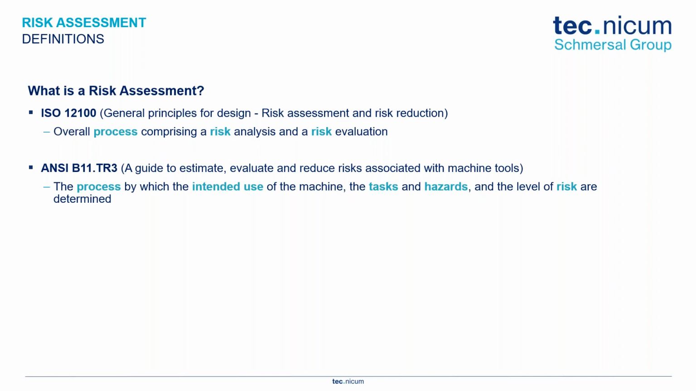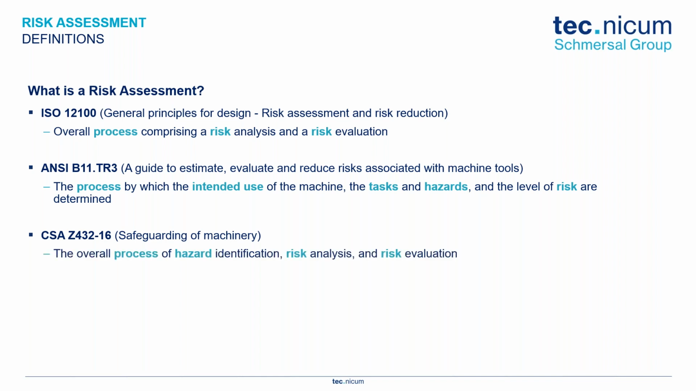We do have our friends up north in Canada, right, that have the Canadian Standards Association, CSA. They have a standard as well. CSA Z432-16, right? That title, straightforward, safeguarding of machinery. Okay, it is what it is. The definition: the overall process of hazards identification, risk analysis, and risk evaluation.